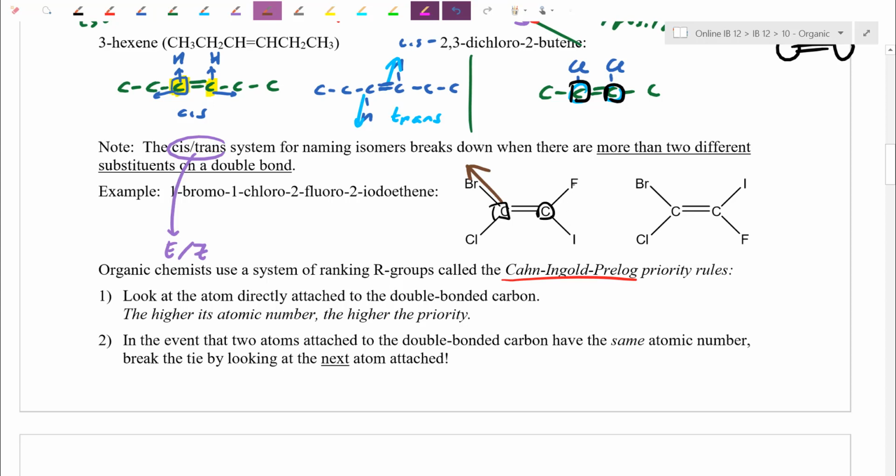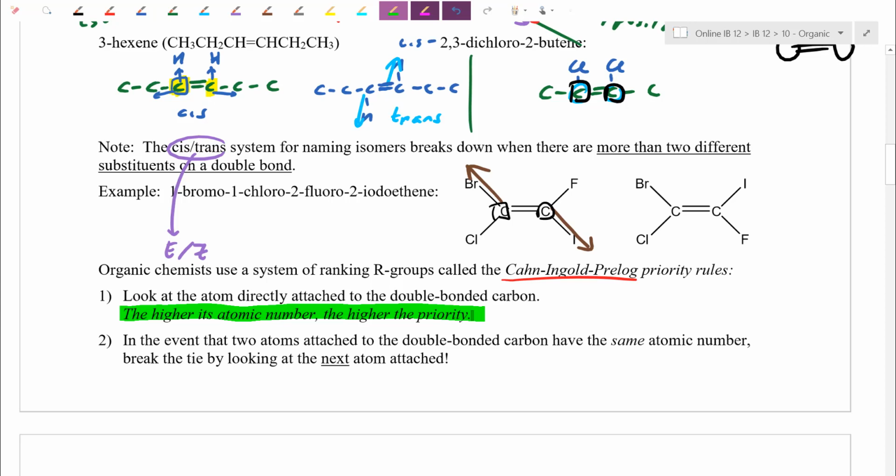How about between iodine and fluorine? Fluorine has atomic number 9. The other one, iodine, atomic number 53. That one there, the higher priority group, is the one that has the higher atomic number. So this is an important note to you, also important for the RS stuff we do later on. Higher atomic number, higher priority.